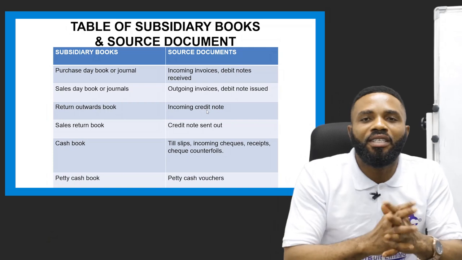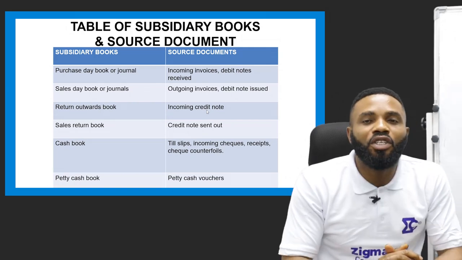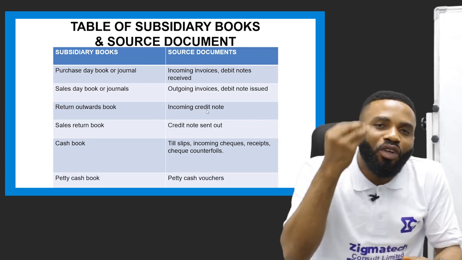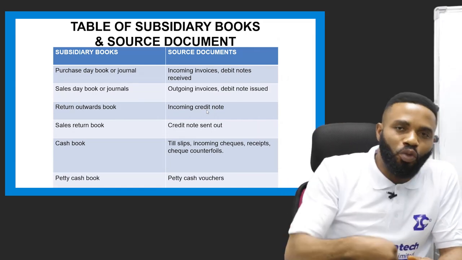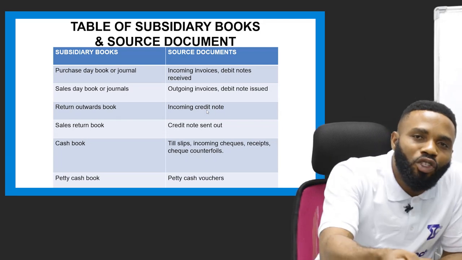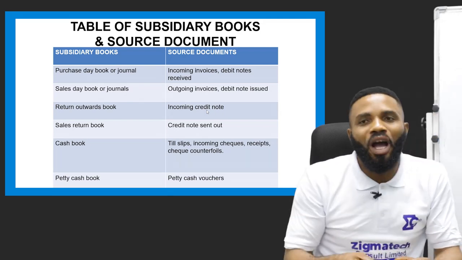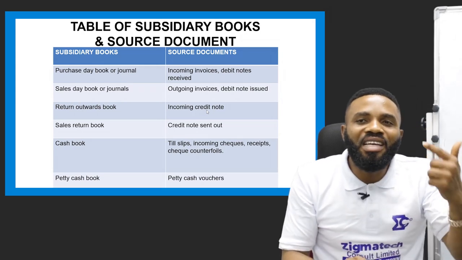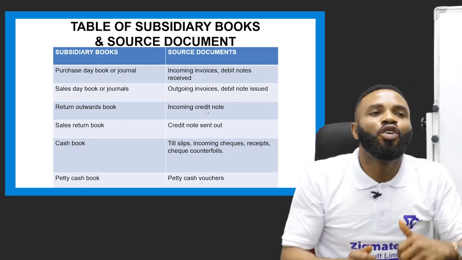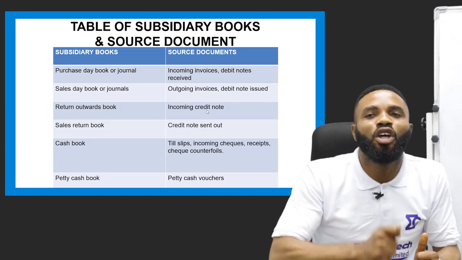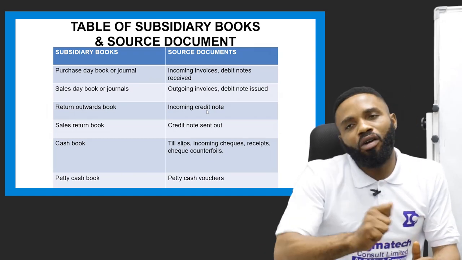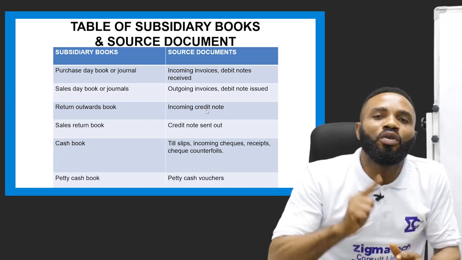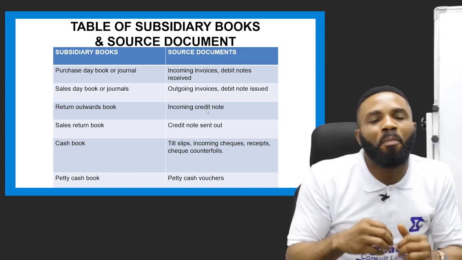And then the next one is sales return book. This one now is the goods that your customer returns to you. The goods that your customer does what? Return to you. And once they return that goods to you, as long as you receive credit note from your supplier, you are supposed to send credit note to your what? Buyer or your customer. So you send credit note out telling them that I am going to refund you the value of these goods returned back to me.